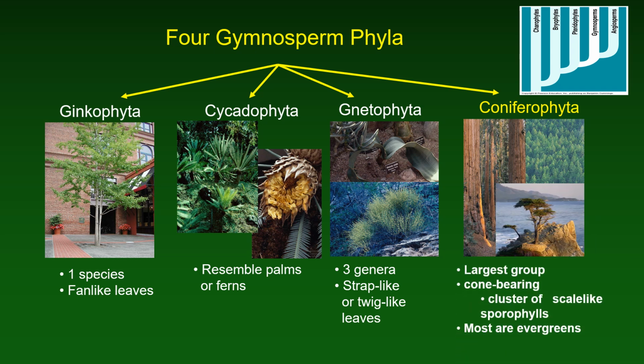So the largest group, they have cones, and the cones consist of clusters of scales. And what's interesting is those scales are actually modified leaves. The modified leaves are known as sporophylls. We're not going to worry about that really, but just realize that the cones are actually made up of these dried out, really tough modified leaves. Most are evergreens. That means that they hang on to their needles year round. Not all, of course. We have larches, for instance, in our area that shed their needles.